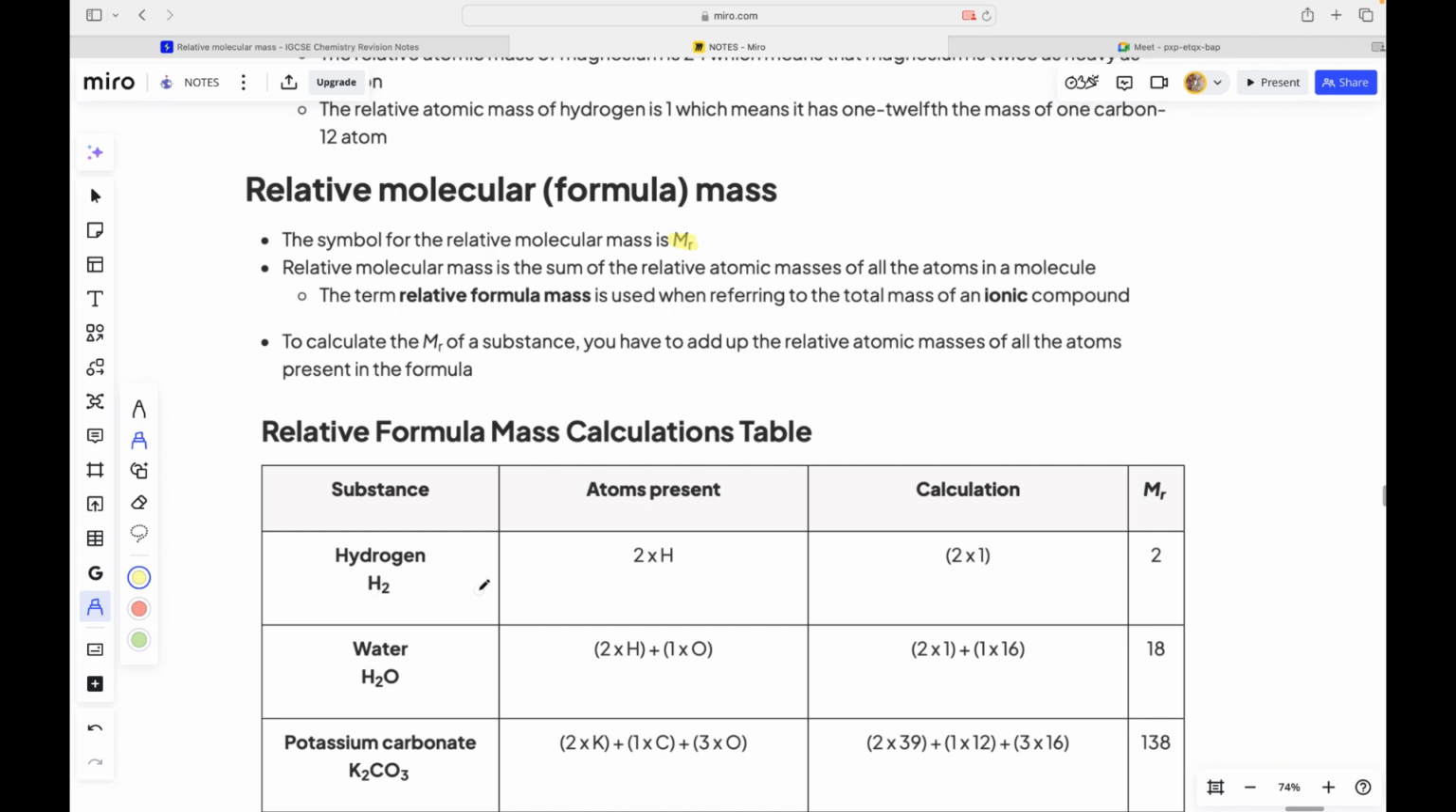Is that okay? So the difference between relative atomic mass and relative molecular mass is that relative molecular mass is the total mass of the atoms in the molecule. That's what we call relative molecular mass, the total mass of the molecule. While relative atomic mass is defined as the average mass of the isotopes of an element when compared to 1/12 of carbon-12. Is that okay? So that's that.